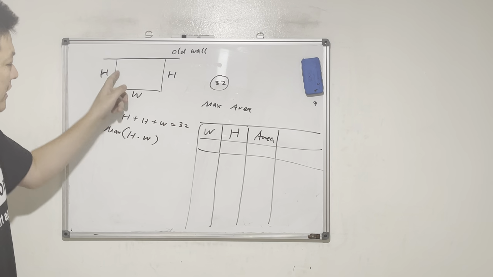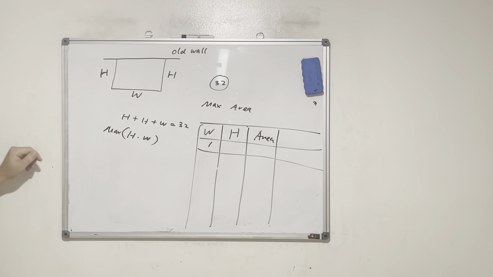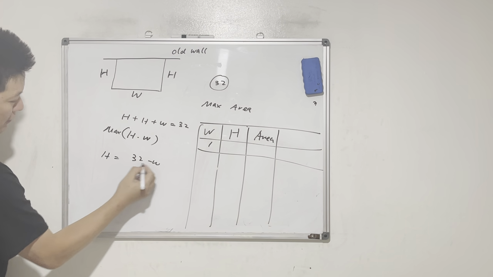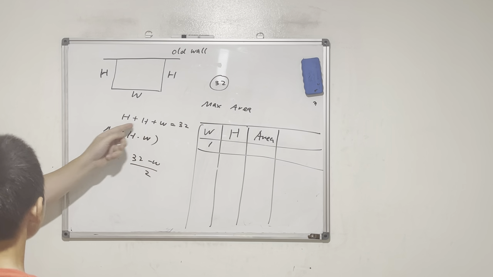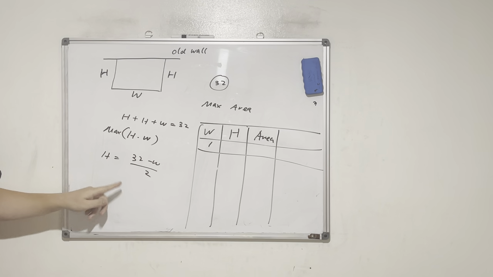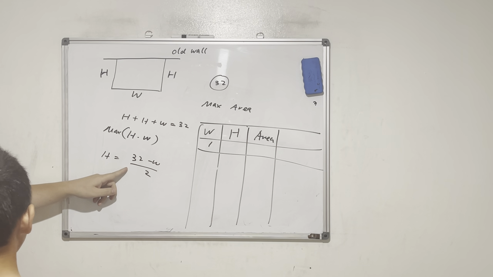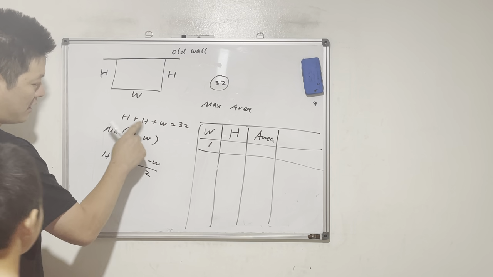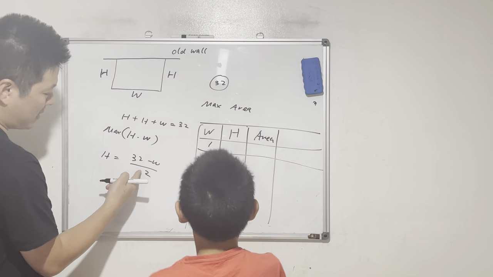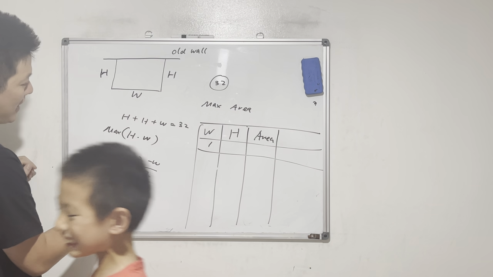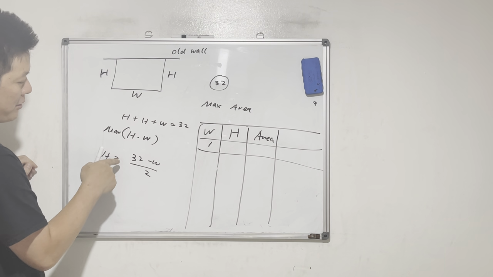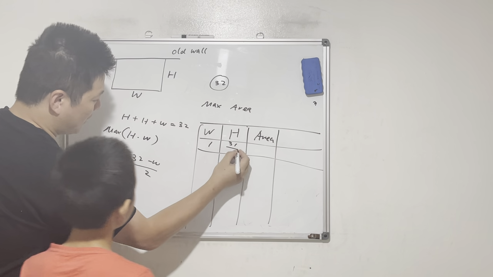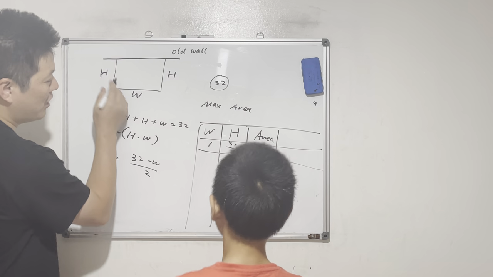When W is 1, what's the value of H? H equals 32 minus W, divided by 2, right? But 31 can't divide by 2, that's okay. So H is 31 divided by 2. What's the area?